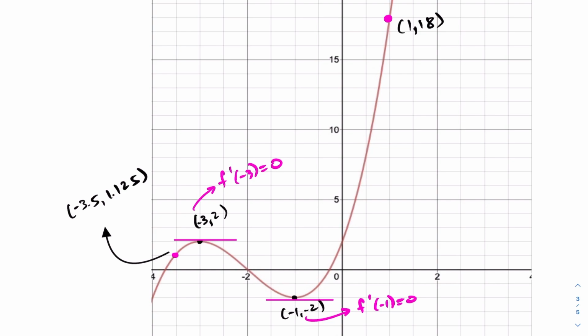So notice the importance of checking your endpoints. In this situation, had we just considered the critical values of our function, we would have thought this would have been the absolute maximum, and this would have been the absolute minimum. But that was not the case. Obviously, we have an absolute maximum here at our endpoint. Likewise, had we only considered the endpoints and not our critical values, we would have missed an absolute minimum at (negative 1, negative 2).